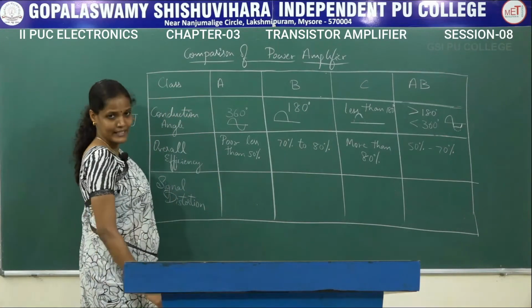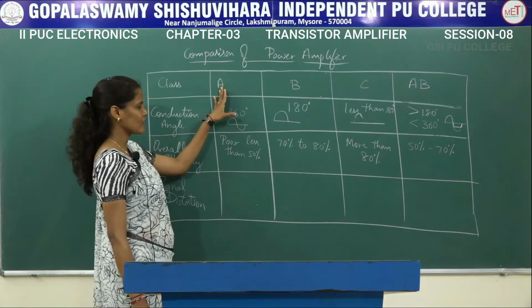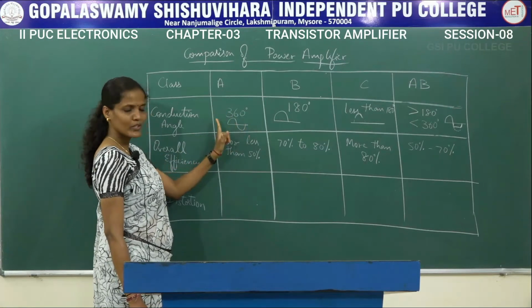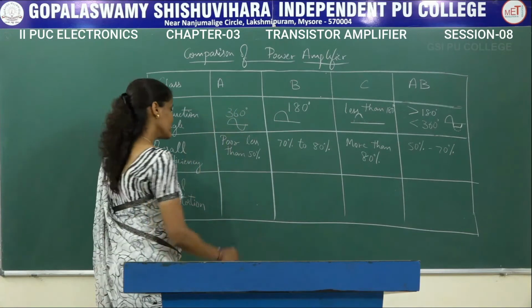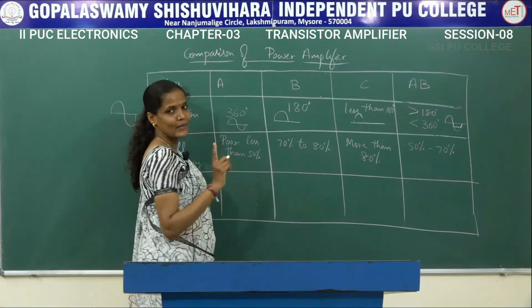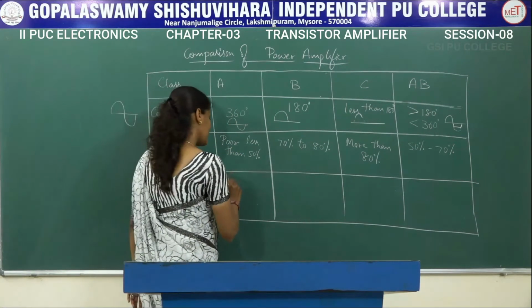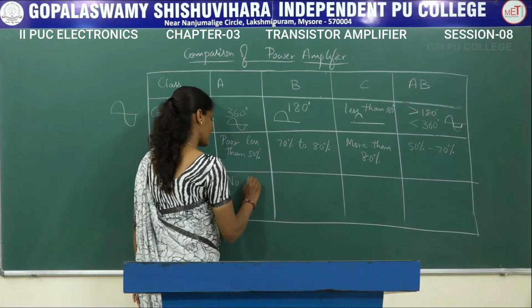Coming to the signal distortion, in class A type of power amplifier, all of the input cycle is appearing across the output. So if the system is biased properly, there will be no distortion.